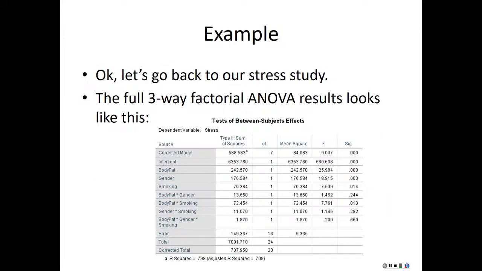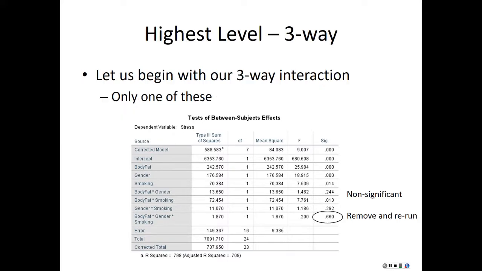Okay, so let's go back to our stress study. So we have the 3-way full factorial ANOVA, and let's start with the 3-way interaction, body fat by gender by smoking. Let's look at the p-value. It's non-significant. Theoretically, we look at all the 3-ways, but there's only one. So that is non-significant, so what we can do is go back and remove that effect and rerun the model. And you'll notice our p-values are all going to change.